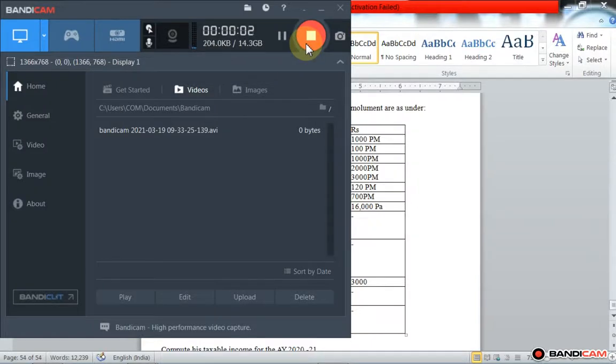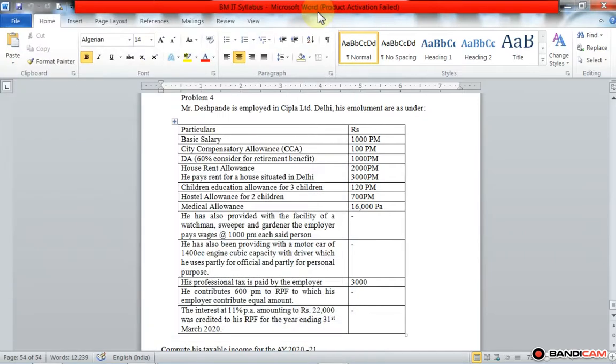Hello students, in our previous lecture we solved a practical problem on computation of taxable income from salary. In today's lecture we are going to solve practical problem number 4 on computation of total taxable income from salary. So here problem number 4 is given.